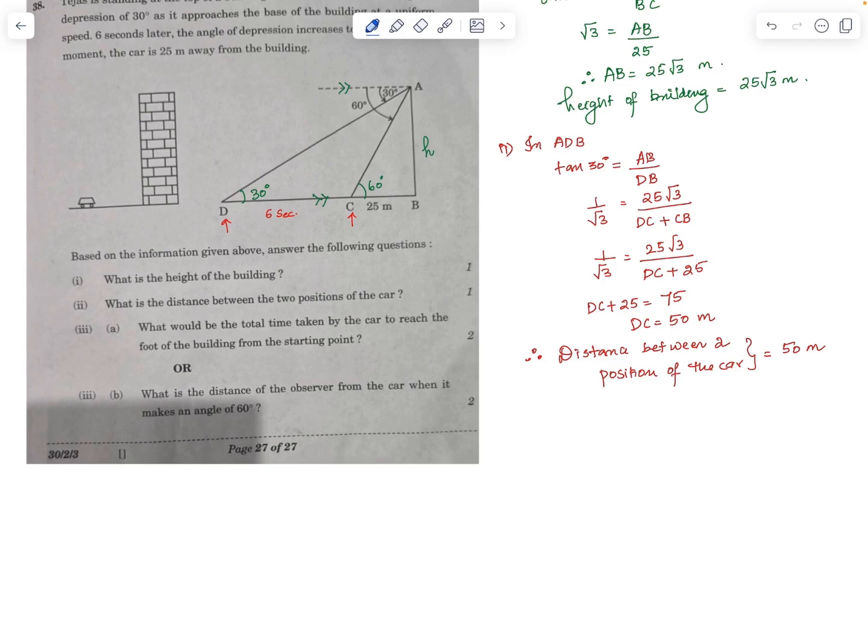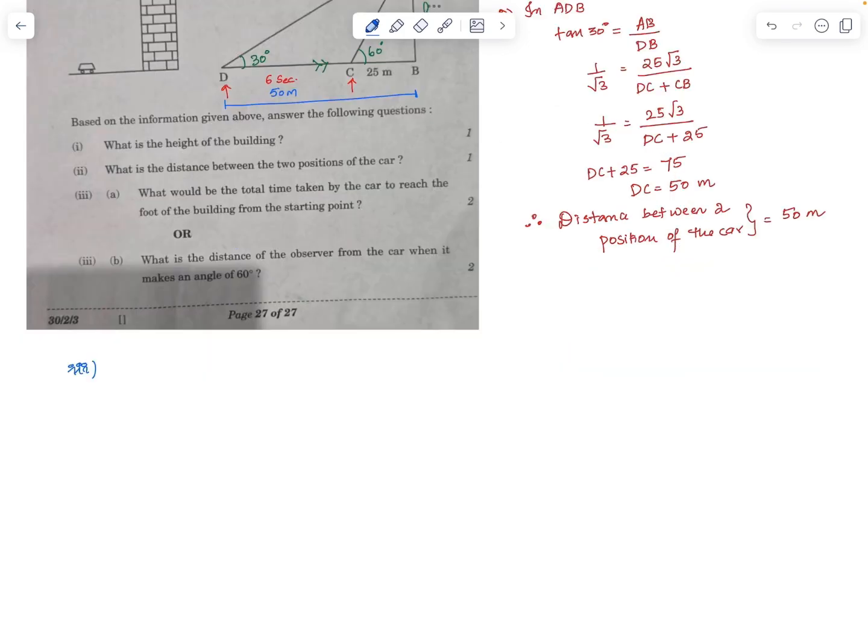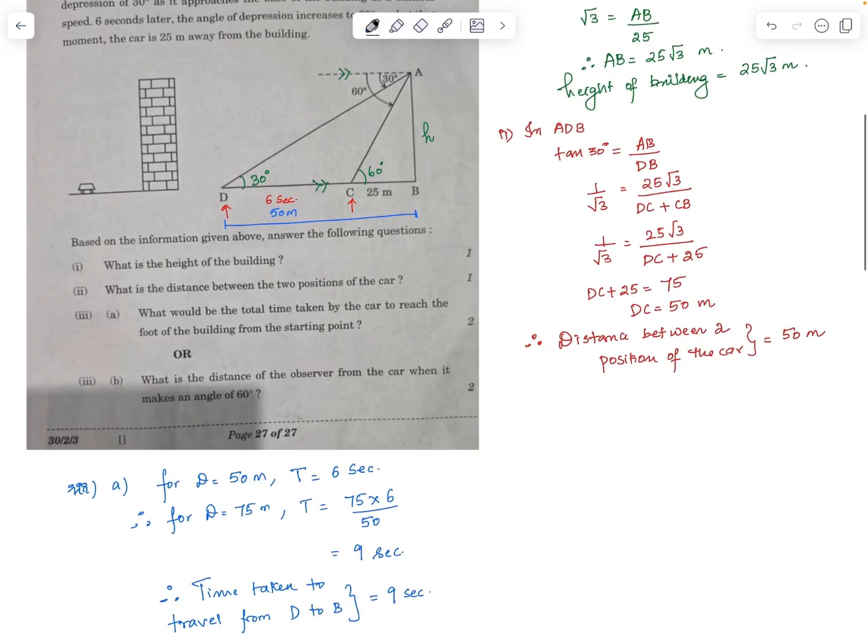What would be the total time taken by the car to reach the foot of the building from the starting point? That is, we have to calculate the time from D to B. For a distance of 50 meters, time taken is 6 seconds. Therefore, for the total distance of 75 meters, time taken is 75 times 6 upon 50, which gives us 9 seconds. B part of the third question.